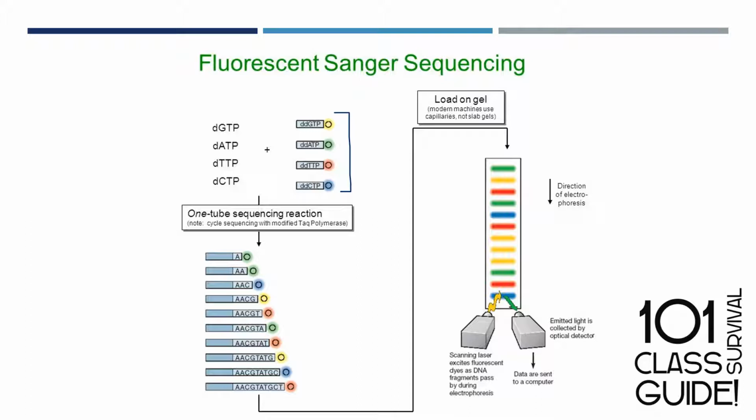Along that, a laser beam passes through them, and the emitted color is detected by a detector that sends the information for every emitted color in the form of the attachment of a different type of ddNTP, or the presence of a different type of fluorophore, and each fluorophore's color represents a different type of ddNTP.